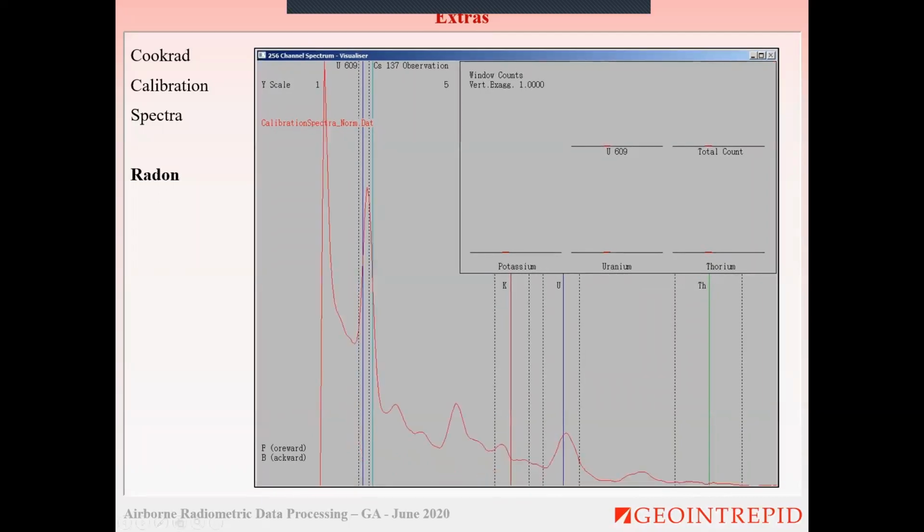The radon looks okay. You know, radon doesn't radiate into thorium, but it looks like a proper radon spectrum in the uranium channel. The lower energy uranium channel is a bit out, but it's there and almost in the right position. So if you do the full spectral processing by removing spectra, you have to check the calibration spectra.